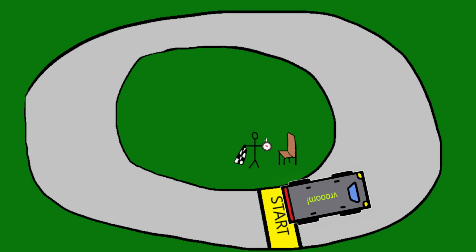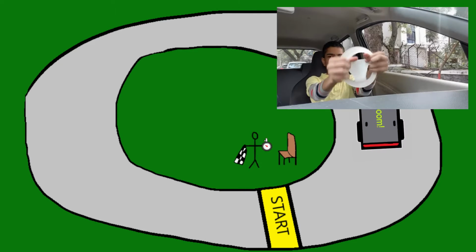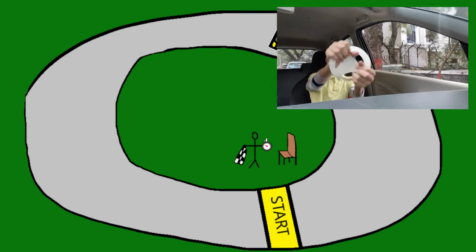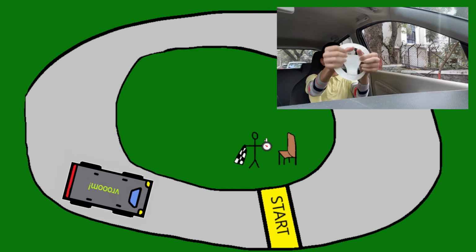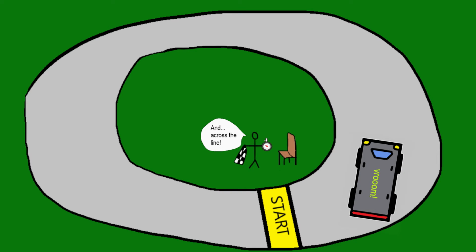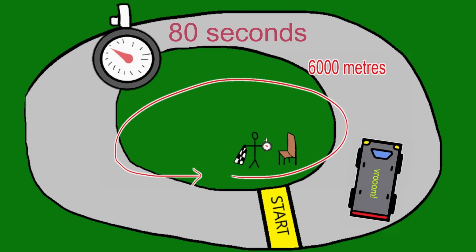The starter raises his flag high into the air and swings it down, and off the line the driver floors it, accelerating like crazy. Oh my god, this is awesome. The beautiful drifts and turns and across the line. This car completed 6,000 meters of tarmac in 1 minute and 20 seconds.